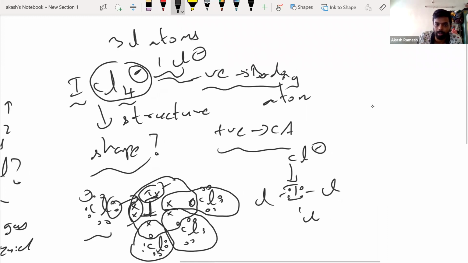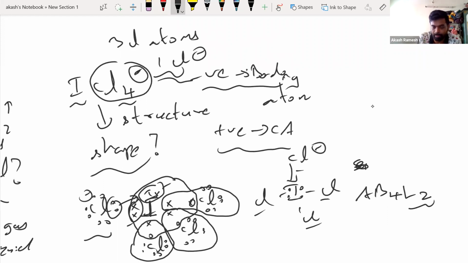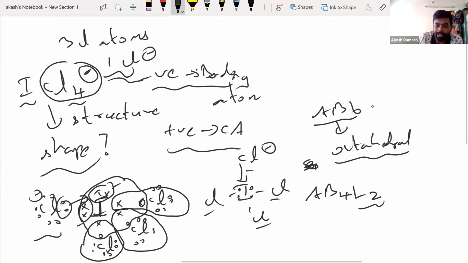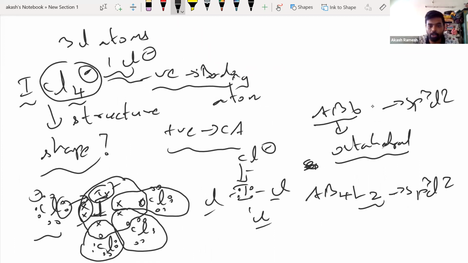So iodine has 2 lone pairs. Now when I find the steric number, we don't have to go into the details. This is of the form AB4L2, that means 4 bonding atoms and 2 lone pairs. Now when I have AB6 kind of molecules, say SF6, I know it is going to be octahedral shape. This is again going to be sp3d2 hybridization. This also will have sp3d2 hybridization.